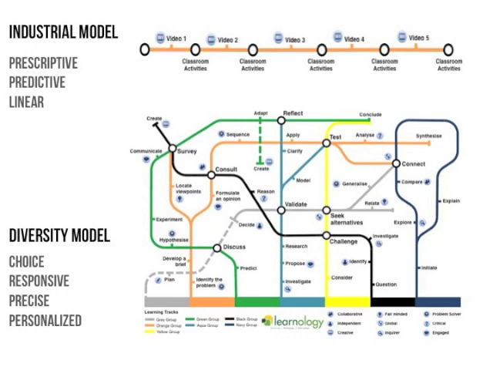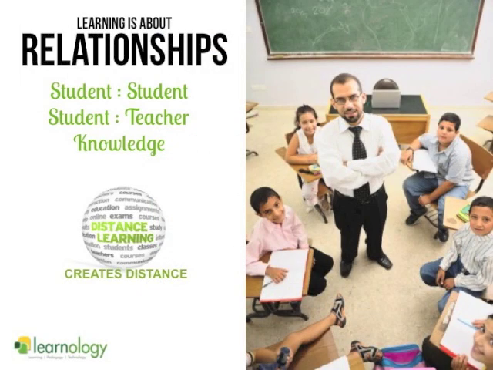to a model that supports diversity, choice and personalised learning. So Verso for me is about developing relationships within the classroom, but also relationships with knowledge. It's in direct opposition to the distance learning model that underpins some of the poor examples of flipped learning.